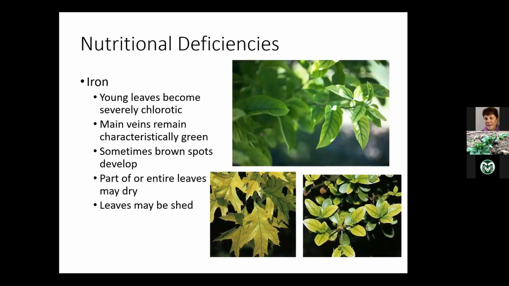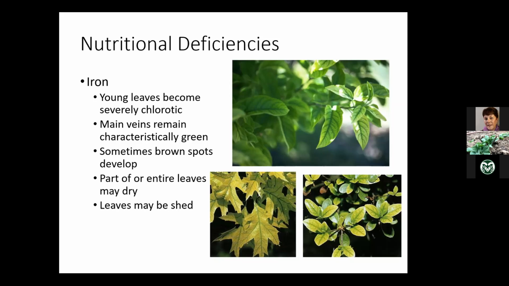Iron chlorosis. This is where the plants are not taking up enough iron. They're just not getting iron. Now, the main veins will remain green, but the rest of the leaf tissue will turn a yellowish color. And so we want to make sure that we are monitoring this. Sometimes you can get browning of the leaves because, of course, when the leaves turn yellow, they're not photosynthesizing properly. If they're not photosynthesizing properly, there's no nutrients in there, there's no energy. And so that tissue will just start to decline and turn brown and it will die. And sometimes leaves will be shed.